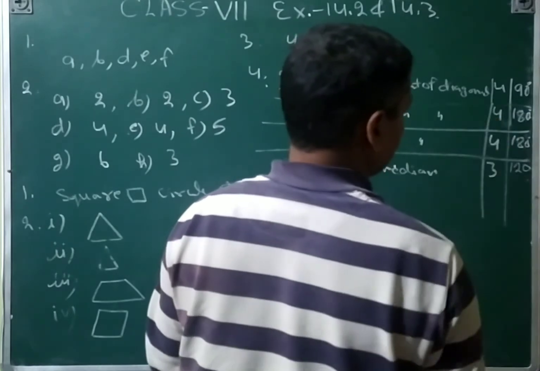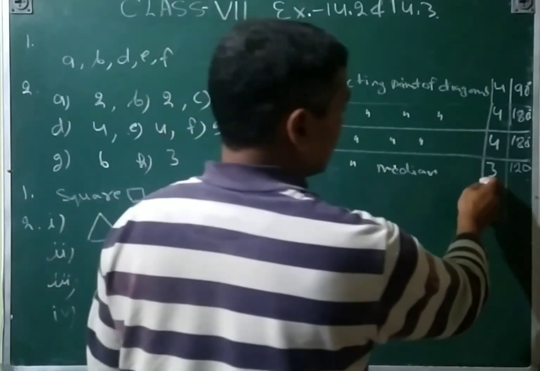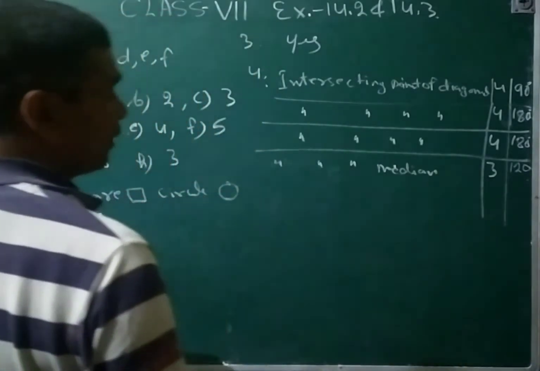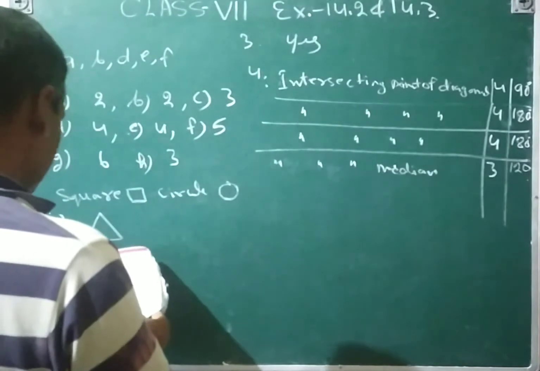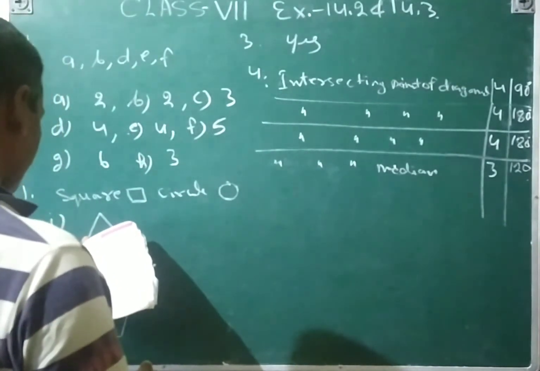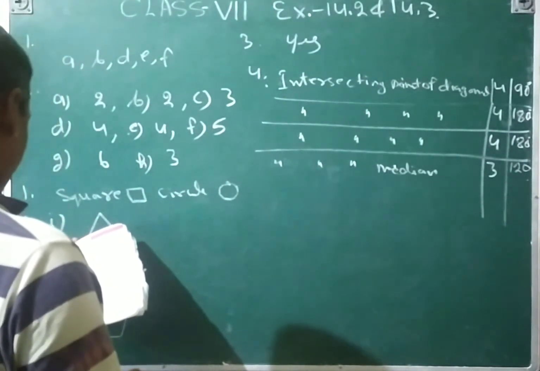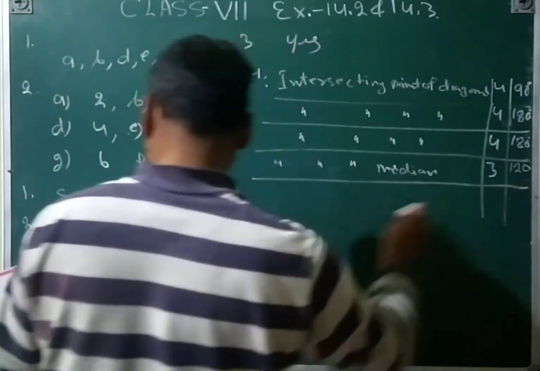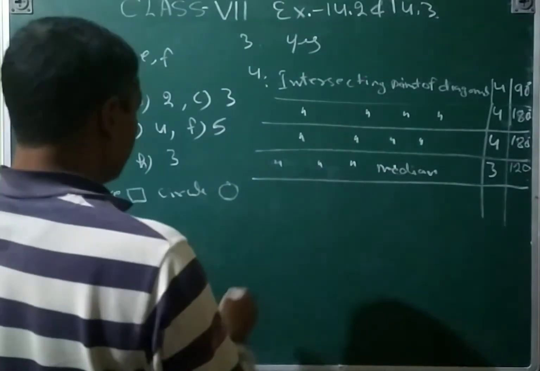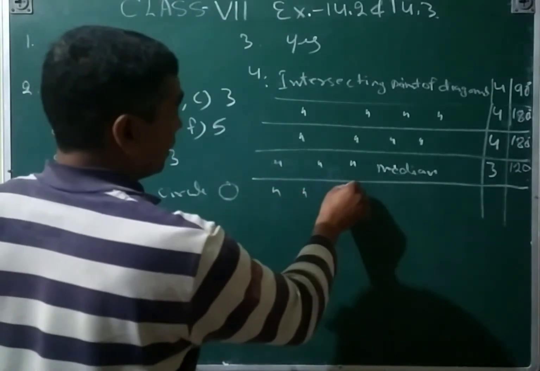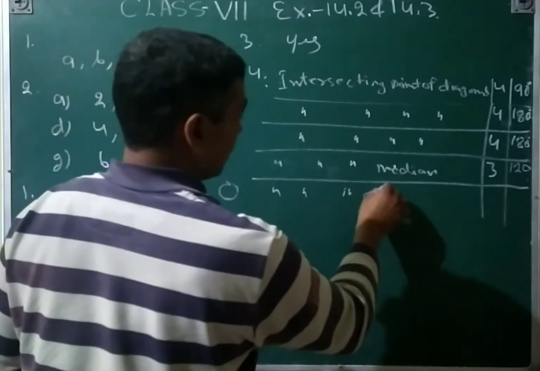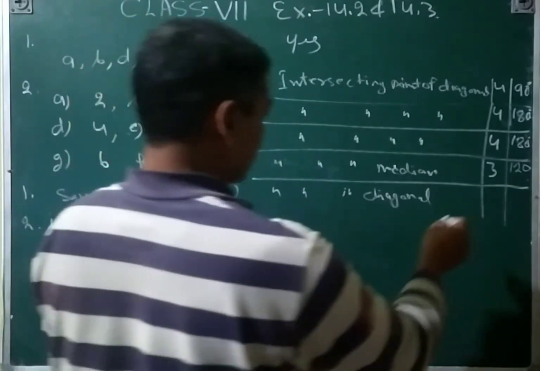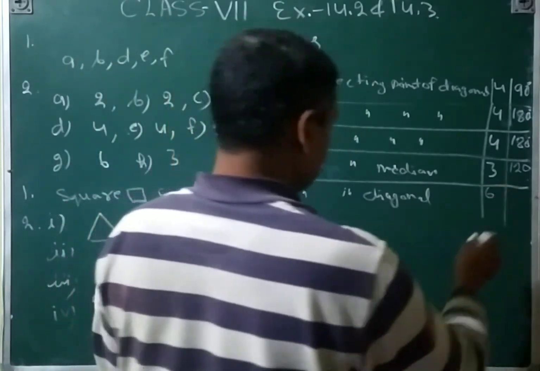How will that come? 360 you are dividing by 3, that will be 120. And then regular hexagon, that is the intersecting point of diagonals. The hexagon has 6 sides, so that will be 6, and then the angle will be 60 degrees.